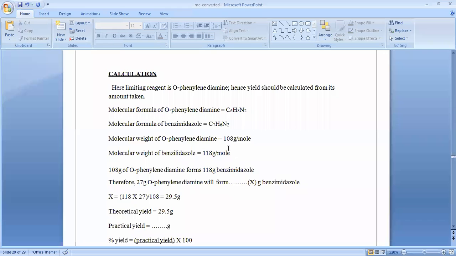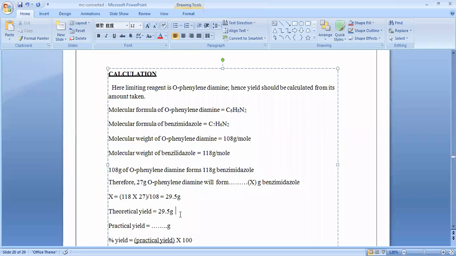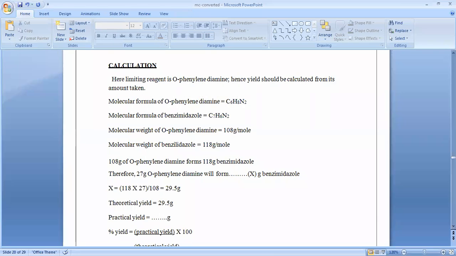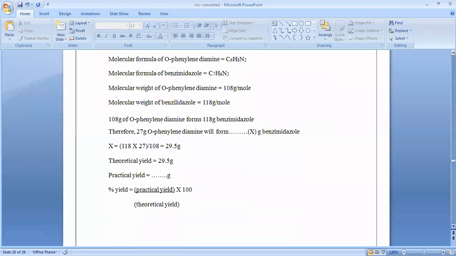So this is theoretical. By calculation, we have calculated the theoretical yield of benzimidazole. So by doing the calculation, what amount of yield have we obtained with respect to the benzimidazole? It is 29.5 grams, but this is theoretical, by calculation. Now, how much amount can we get from the practical? That practical yield we are going to write here, and we have to determine the percentage yield of the product.